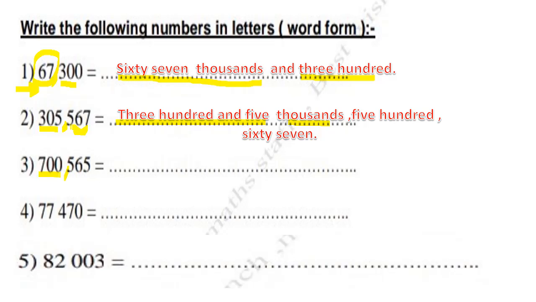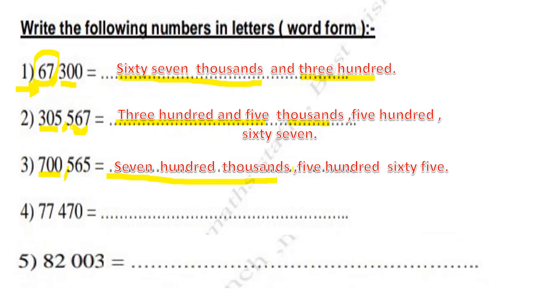Next one. 1, 2, 3, comma. So here I have what, my students? 700. 700 what? 700,000. Comma. Then my students, 565. Next one, I have to read the number 1, 2, 3, comma. Here I have 77 in thousands place. So I will write 77 thousands and 470.